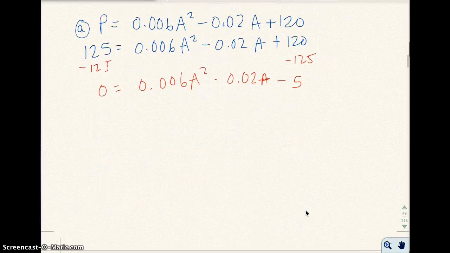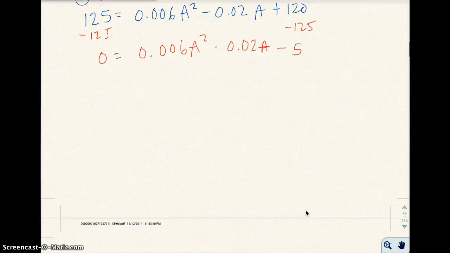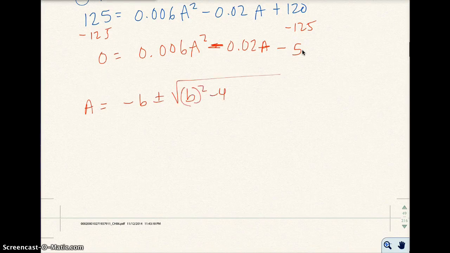Now normally we have two options to solve this. We can't use the square root property because we have a middle term here. We can either use factoring or the quadratic formula. I don't think I want to factor this or even attempt to do it, so I'm going to use the quadratic formula. A equals negative b plus or minus the square root of b squared minus 4ac, all over 2a. Again, we're used to seeing x right here, but x is not what we're solving for. We're solving for this capital A.